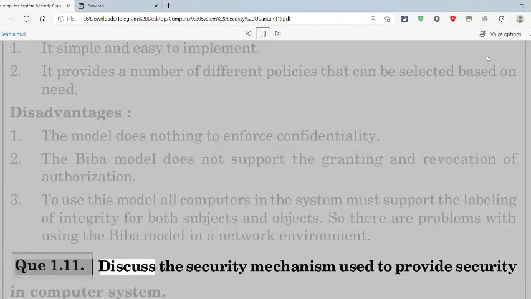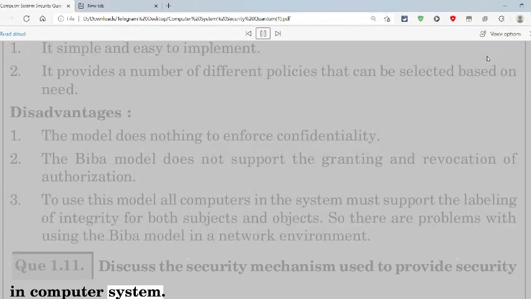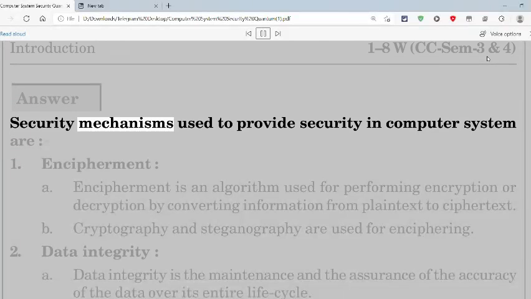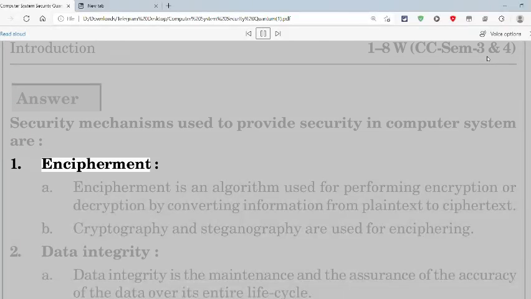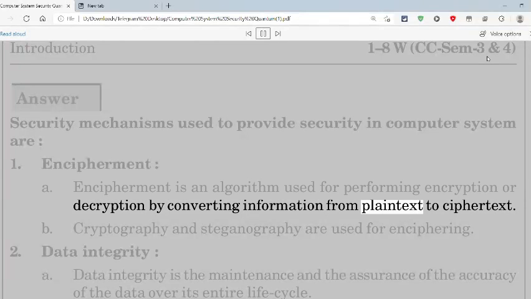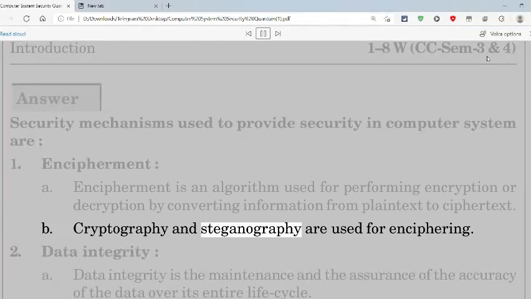K1.11. Discuss the security mechanism used to provide security in computer system. Answer. Security mechanisms used to provide security in computer system are: 1. Encipherment. A. Encipherment is an algorithm used for performing encryption or decryption by converting information from plaintext to ciphertext. B. Cryptography and steganography are used for enciphering.